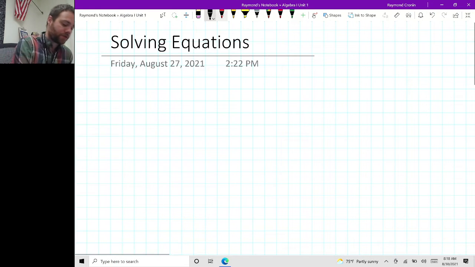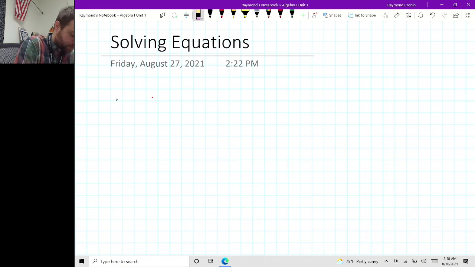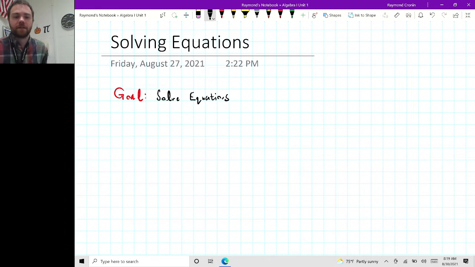So our first thing we need to cover is the goal. Okay, so the goal, and that looks really bad. The goal is to solve equations. So we want to isolate variables. We want to get them alone and see what their value is.